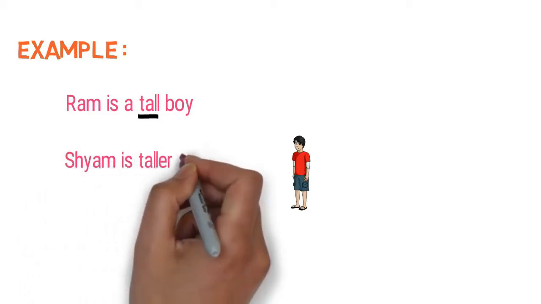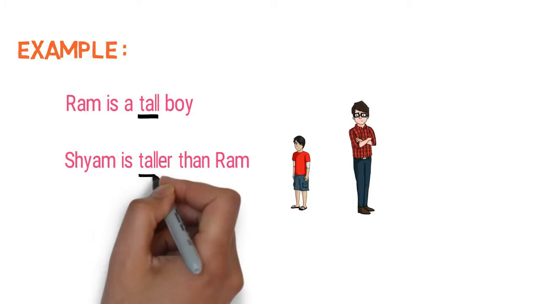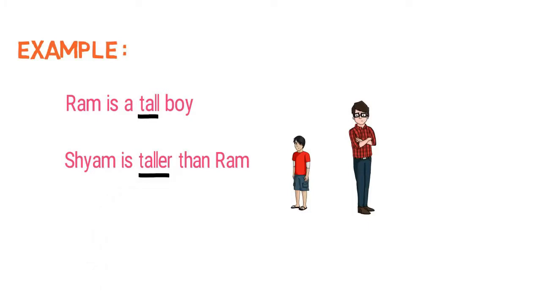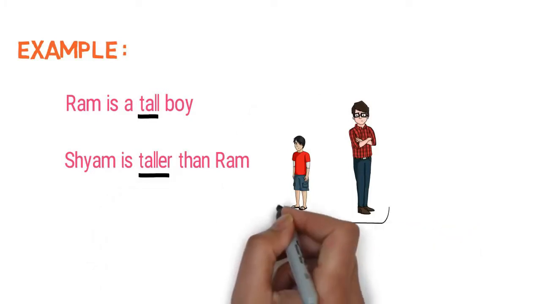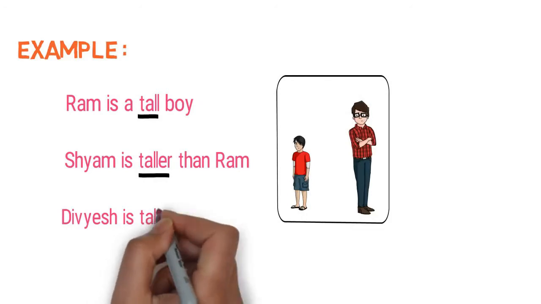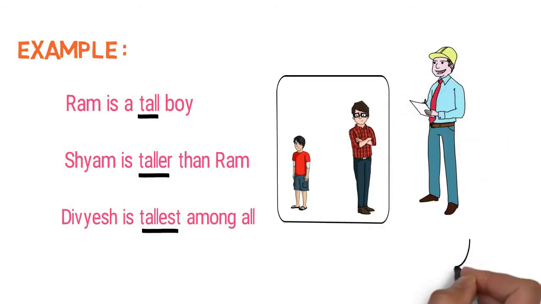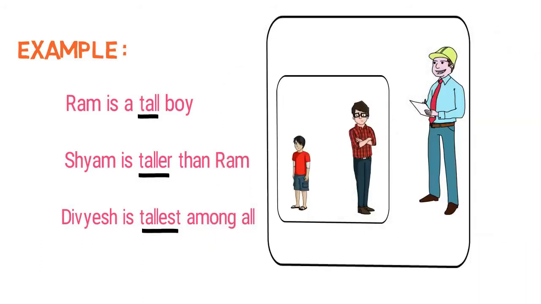Now let's look into another example. Shyam is taller than Ram. Here, taller is an adjective and we are comparing two persons' heights. That is Ram's height with Shyam's height. So it is a comparative degree. Divyesh is tallest among all. Here, tallest is an adjective and we are comparing three persons' heights. So it is a superlative degree.